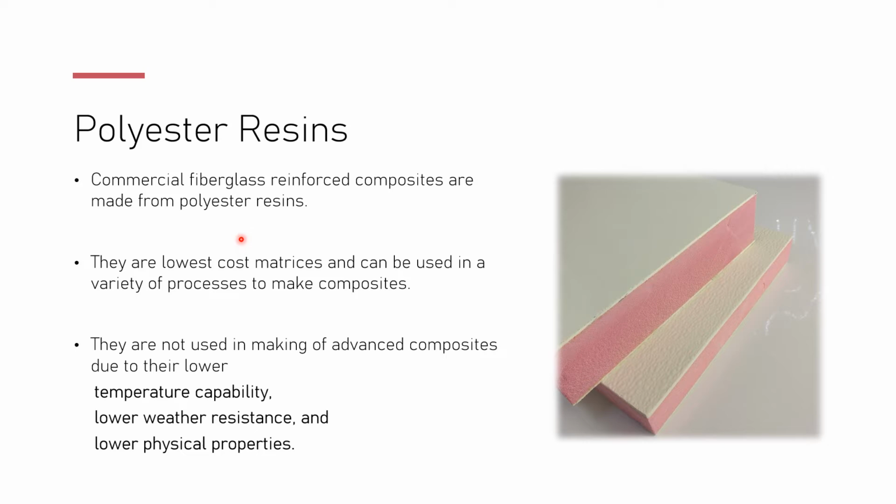Polyester resin. Commercial fiberglass reinforced composites are made from polyester resin. Resin is just a plastic, okay? And this plastic is your polyester in your thermoset. They're low-cost matrices and can be used in a variety of processes to make the composite. And they're not used in making advanced composites. Why? Because they have lower temperature capability, lower weather resistance, and lower physical properties. Because of all that, we're not using them in advanced composites.